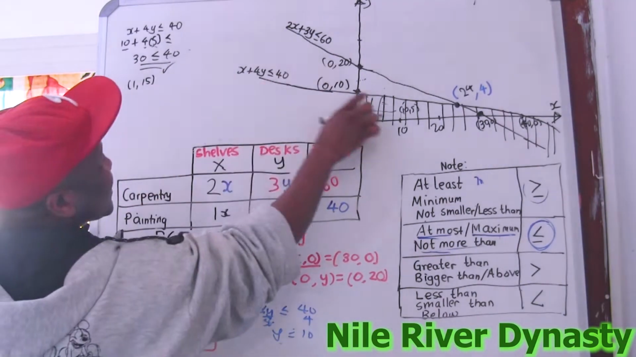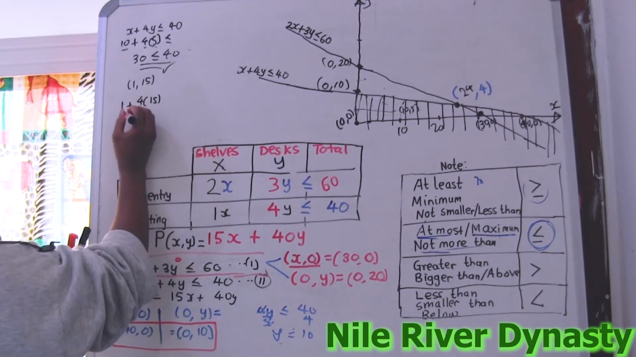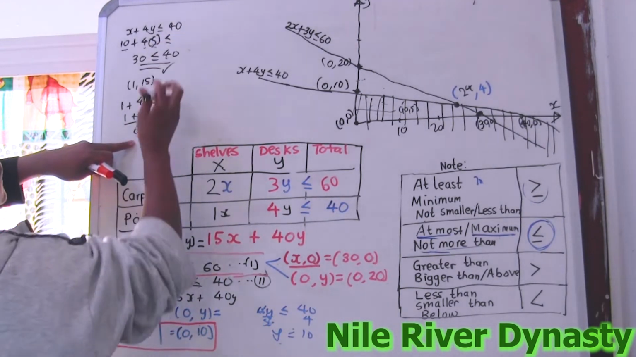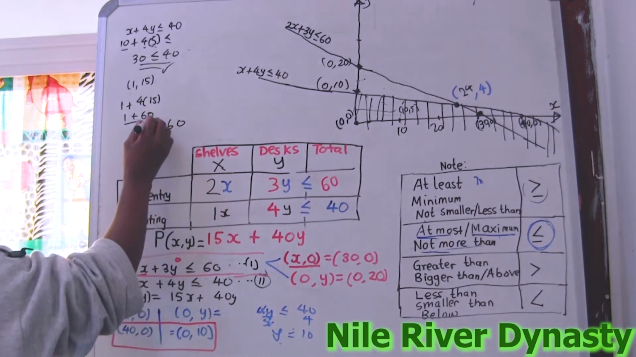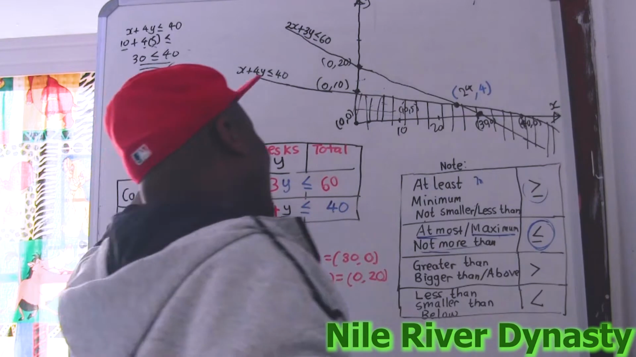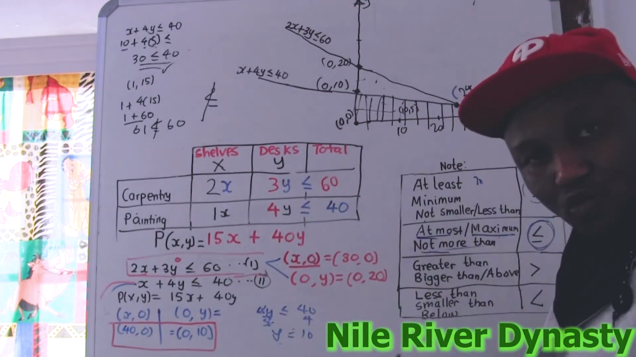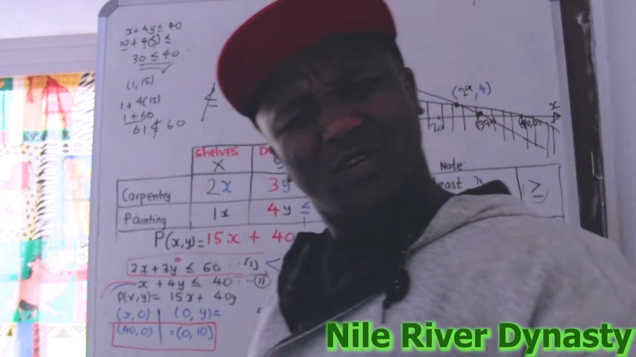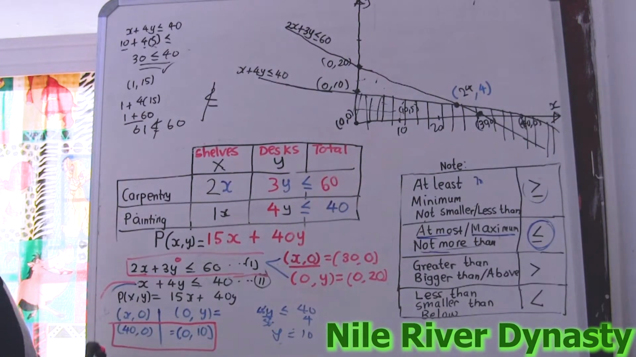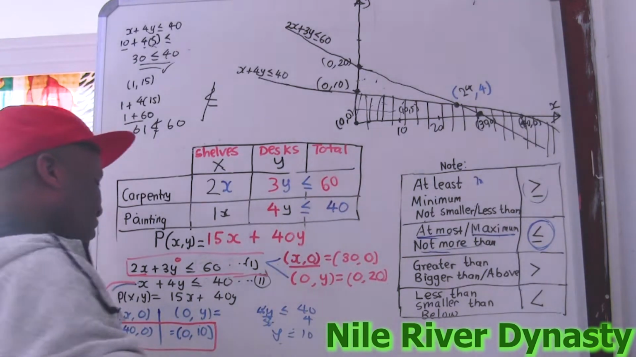Now let's put it in this line: x equals 1 plus 4 times y, where y equals 15. This is 1 plus 60, so 61. Is 61 less than 60? No, it's not. So I cannot shade there. You only shade where it's true. Since it's not true, we did not shade. If this one gives true, then shade that part. Don't waste a lot of your time chasing both.